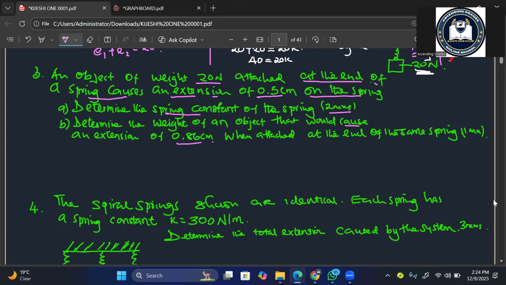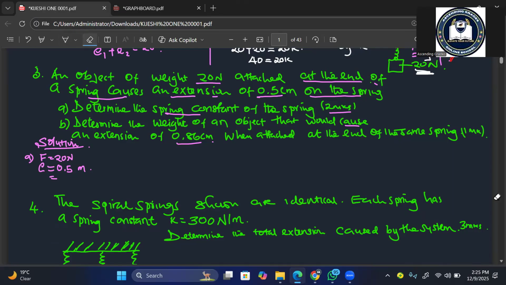So now we can solve this one. Okay. You are provided with a force of 20 newtons. We have an extension of 0.5 centimeters. If we convert this into meters, then it is going to become 0.005 meters.